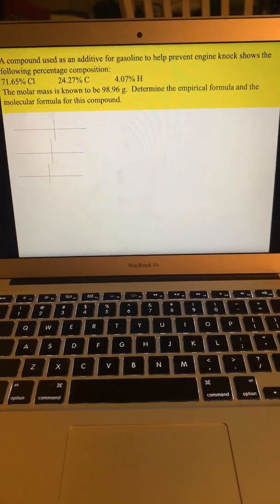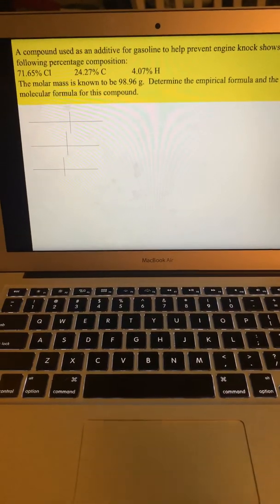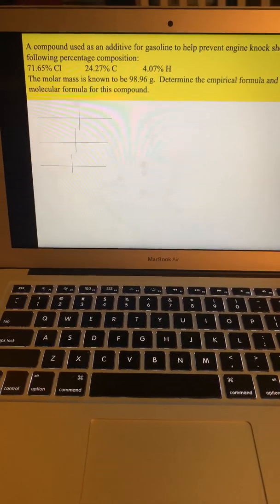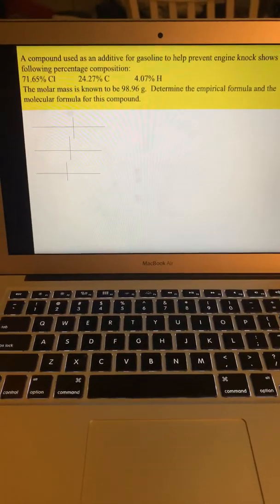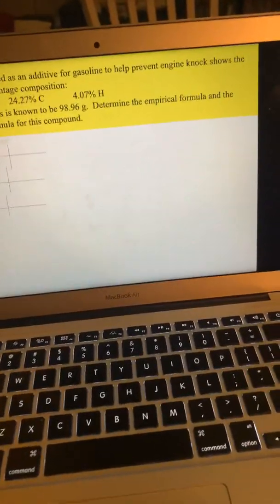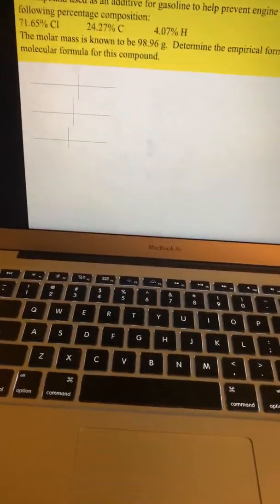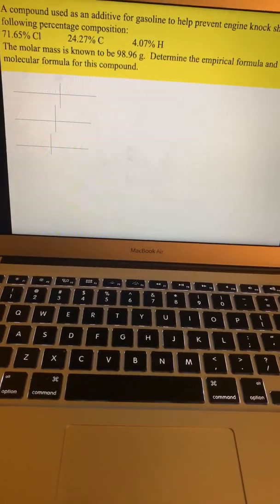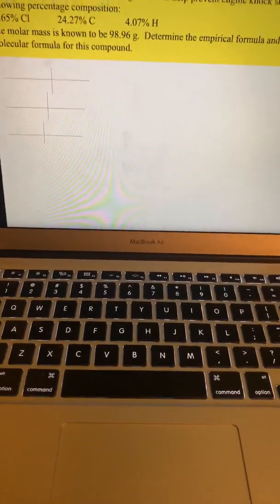The fact that it's more tedious, there's a lot more math involved. Right, so they give you the percentage composition of chlorine, carbon, and hydrogen. And they as well give you the molar mass. Determine the empirical formula and the molecular formula. Right, so the first step is how to get the empirical formula. Remember your poem? So you'll have to first do that and then do the step we just did to find your molecular.